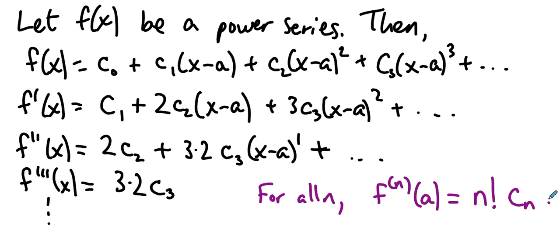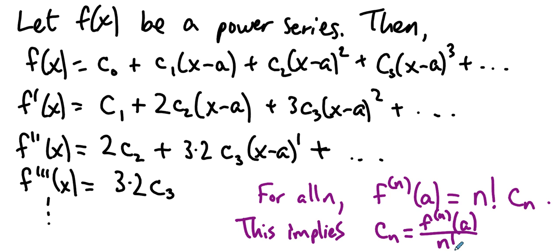The key takeaway: at x equals a, all of these terms are 0. So the first derivative is 1 times c1. The second derivative is 2 times c2. The third derivative is 3 factorial times c3, and so on. For all n, the nth derivative evaluated at a is n factorial times c sub n. But that's great, because that means if we want to know what the c sub n's are, this implies that the c sub n's are just the nth derivative of our function evaluated at a over n factorial.